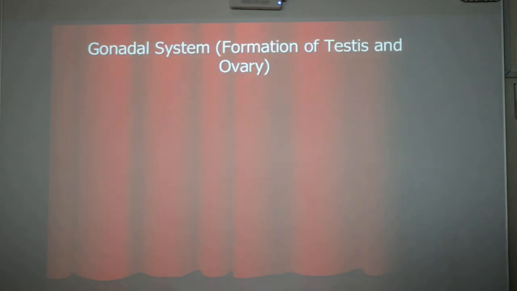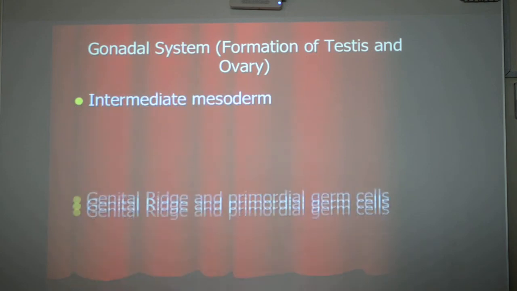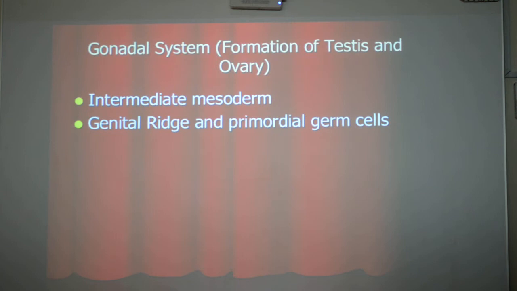So that's the basic concept. Let me see. So the formation of the ovary or the testis is from intermediate mesoderm, genital ridge, or primordial germ cells. You understand? Yes. Say yes, loud. Yes. Not that loud. Yes.